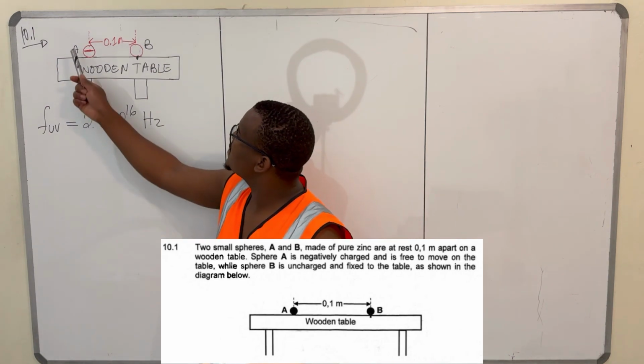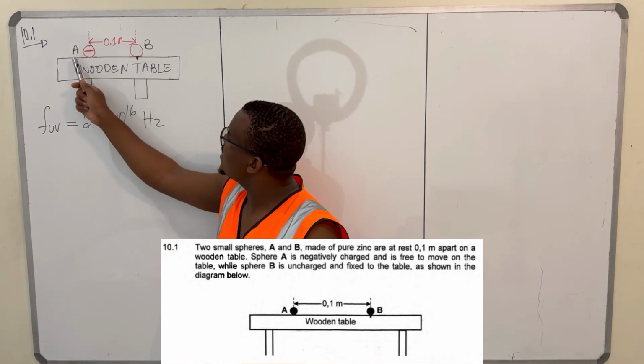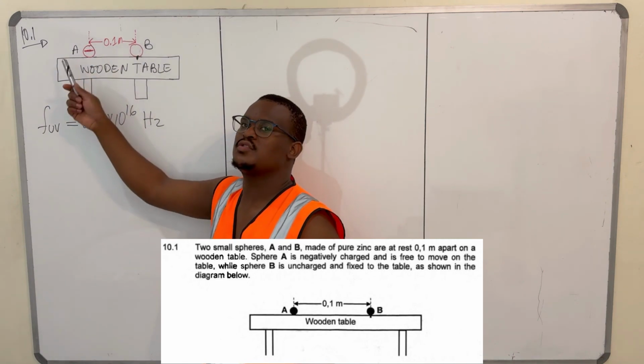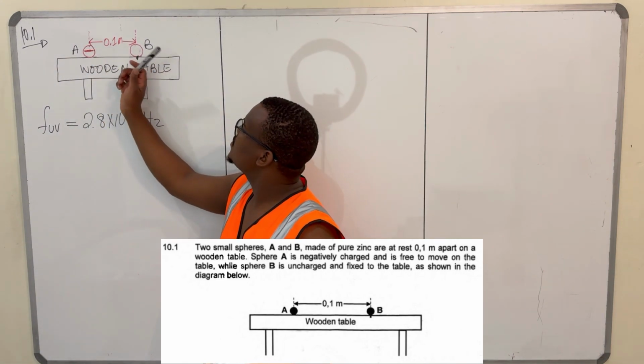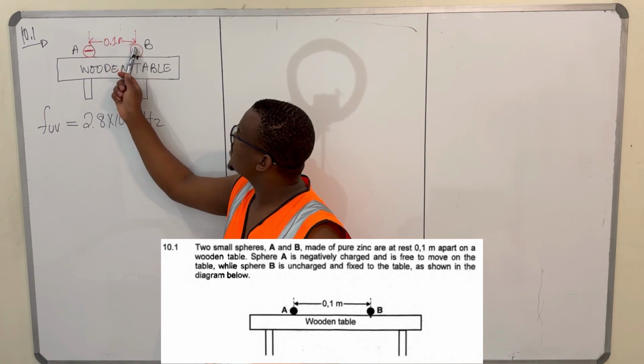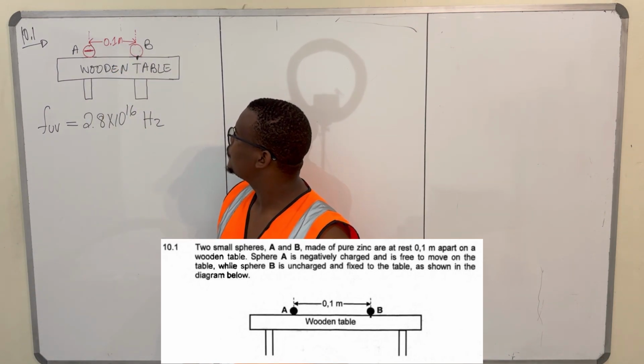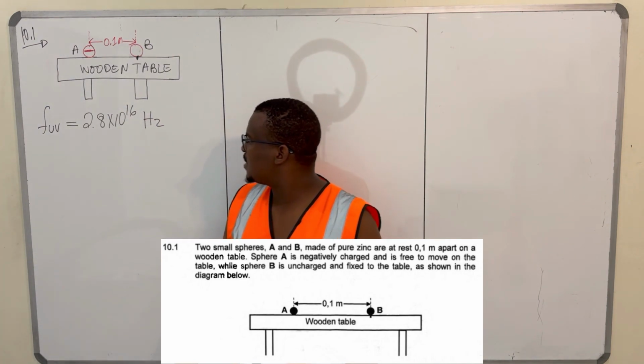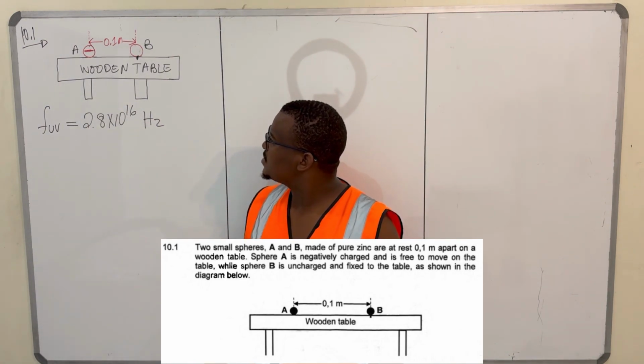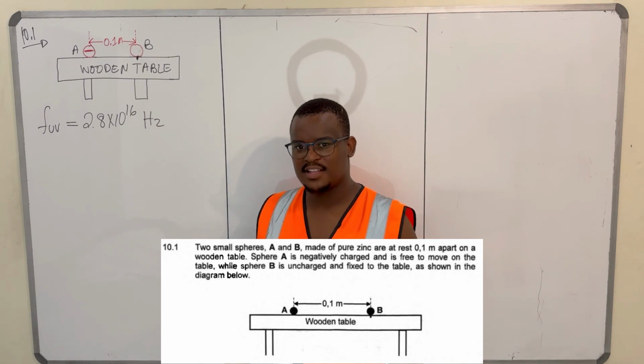So we have two spheres, A and B. Sphere A is negatively charged and is free to move on the table, and sphere B is uncharged and is fixed to the table. That is what is happening. So you can see your table, it's a wooden table there. I know the legs are not very symmetrical, but it's stable nonetheless.